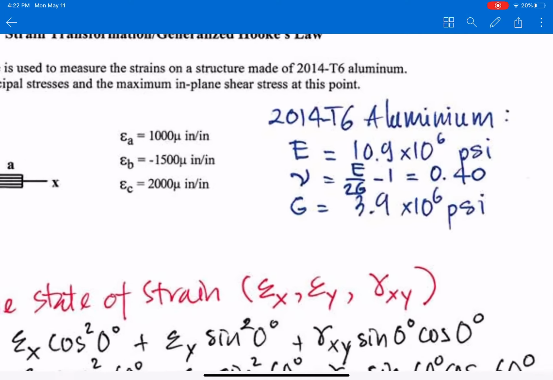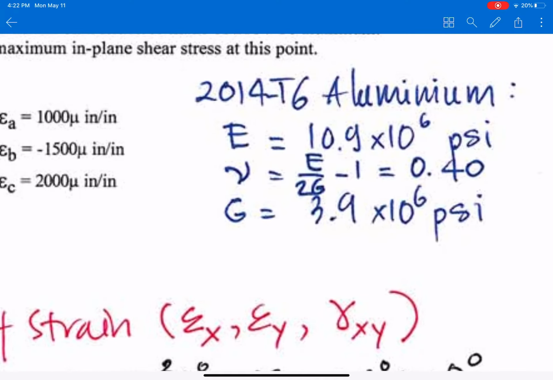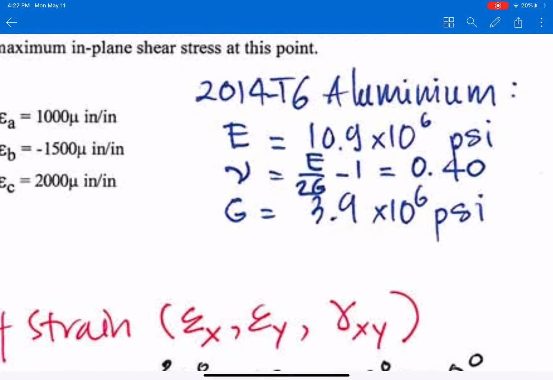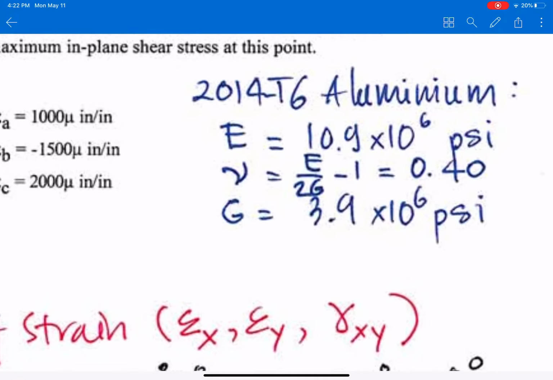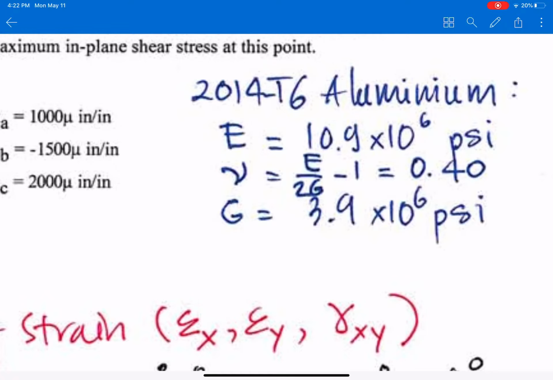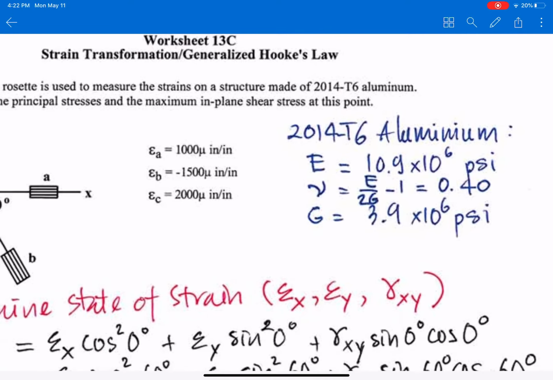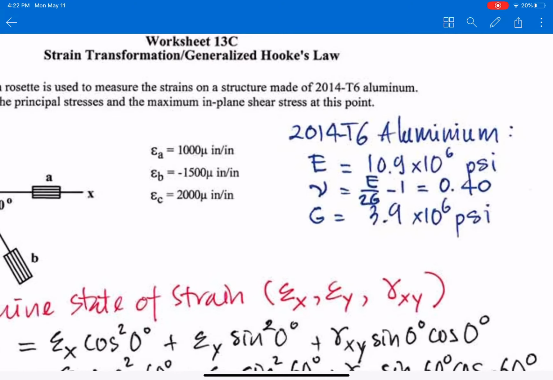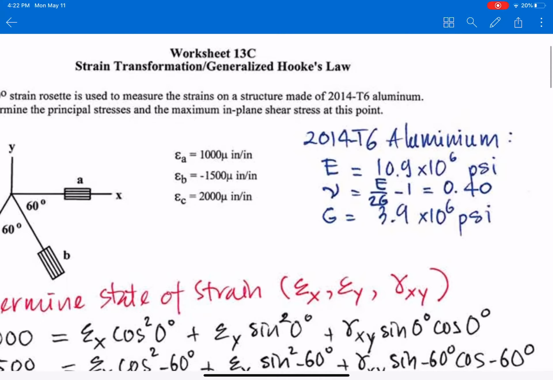You can apply the equation E over 2G minus 1, which gives the Poisson's ratio of 0.4, and then G from Appendix B, you can get 3.9 times 10 to the power 6 psi. So that is the material. In real life, no one gives you all of this. You need to get the appropriate references to get the correct material properties, physical properties, geometrical properties, etc.